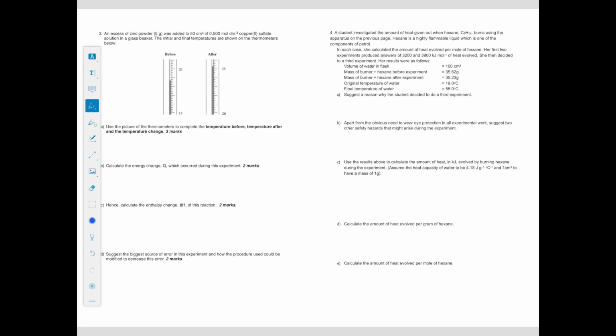So before, you can see that it is 18.7 degrees Celsius. The temperature after is 25.3 degrees Celsius, which means the temperature change, once you pop that into your calculator, is 6.6 degrees Celsius. Calculate the energy change Q which occurred during this experiment.